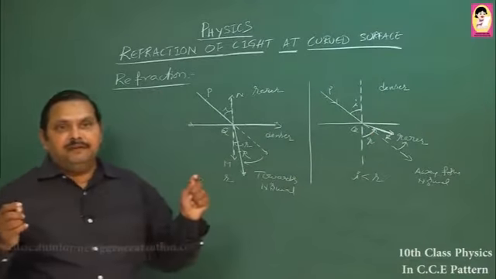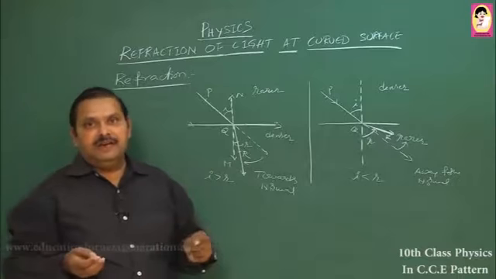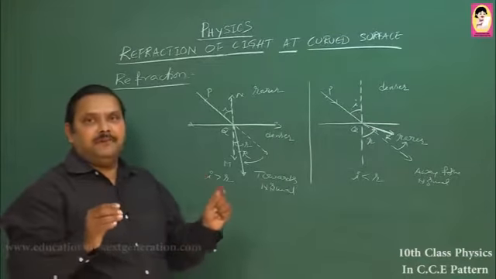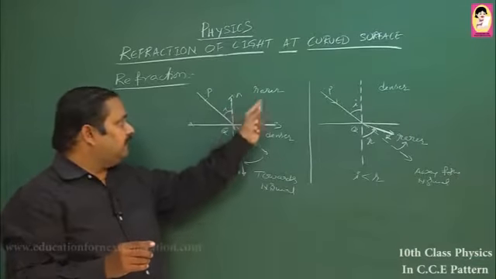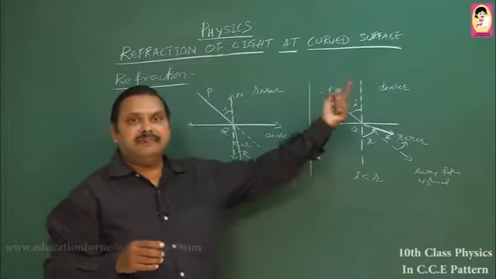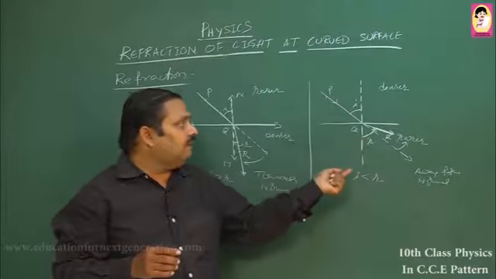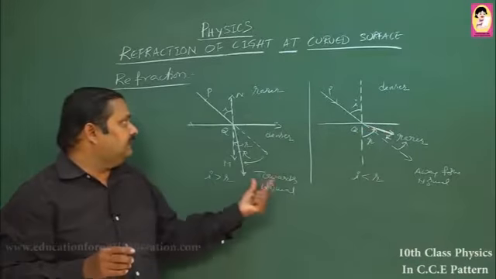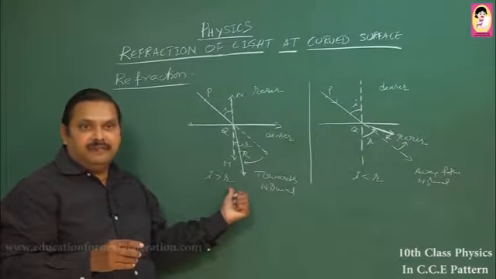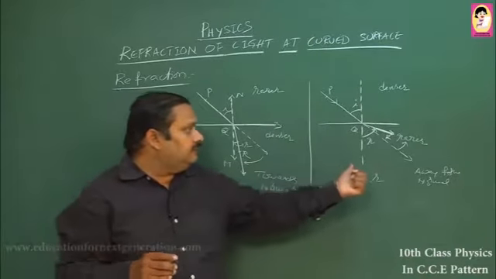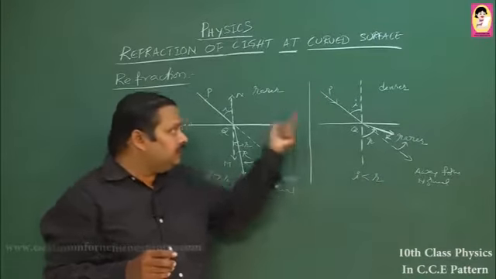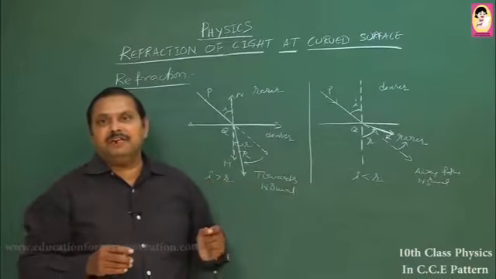So, whether it is from rarer to denser or denser to rarer, the light ray definitely bends. Particularly in the case of rarer to denser, the light ray deflects towards the normal, whereas in the case of denser to rarer, the ray of light deflects away from the normal. In the first case, rarer to denser, the angle of incidence is greater than the angle of refraction. Here the angle of incidence is less than the angle of refraction. So, this is the basic information about the refraction of light.